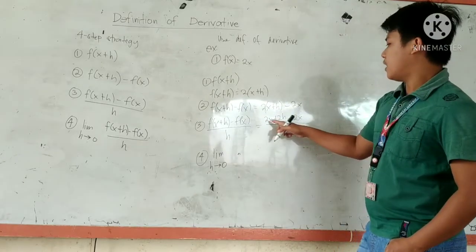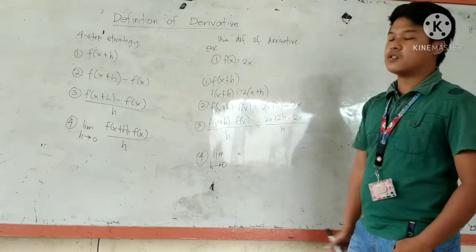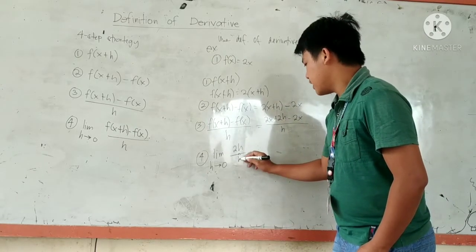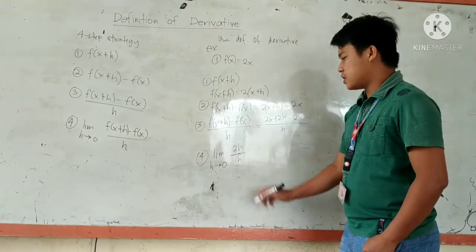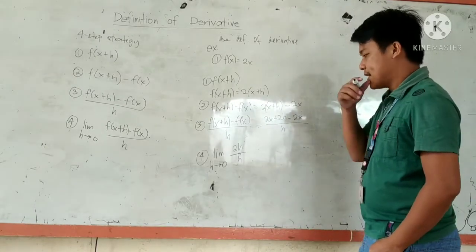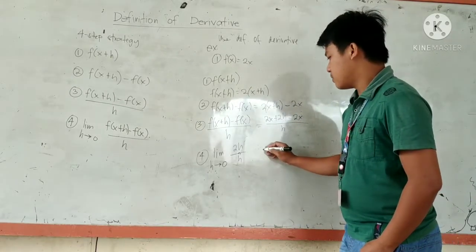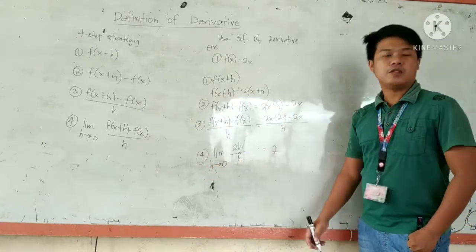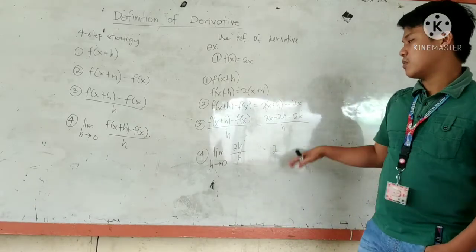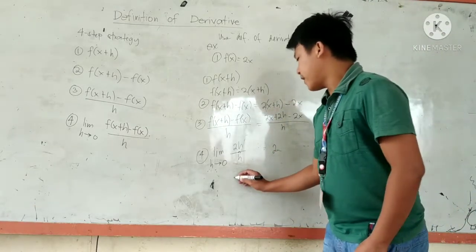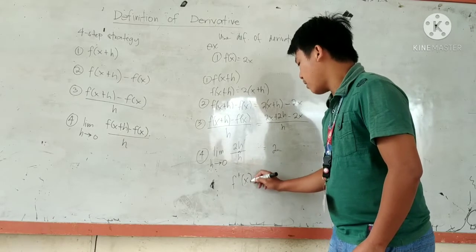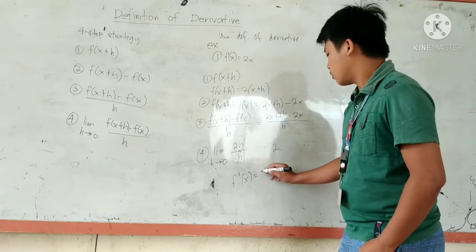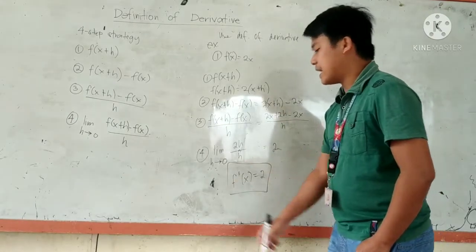As you can see, 2x and minus 2x will be 0. So what's left will be just 2h over h. And h and h can both be divided, giving 1. So the answer will just be 2. And we cannot evaluate that with h approaching 0 because there will be no more h. Which means our final answer would be f prime of x is equal to 2. So this is our final answer.